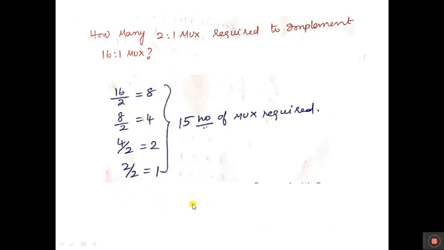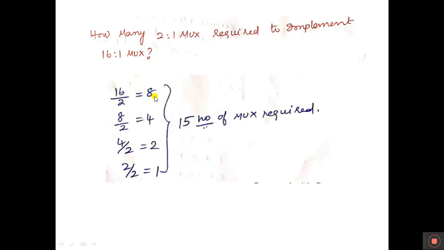Next one is the general equation. The question is, how many 2:1 multiplexers are required to implement a 16:1 multiplexer? It's very easy to calculate the number of multiplexers required. So we are going to design a 16:1 multiplexer, and the question is based on 2:1. So you directly divide 16 by 2, we will get 8.